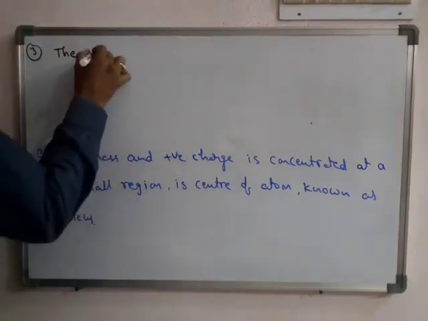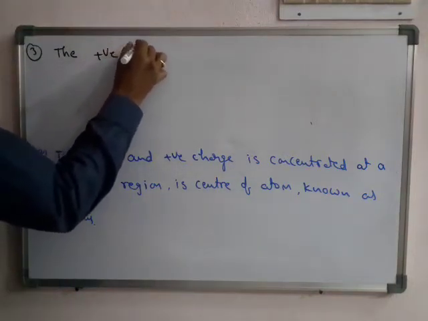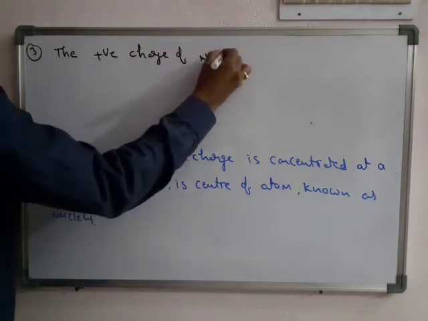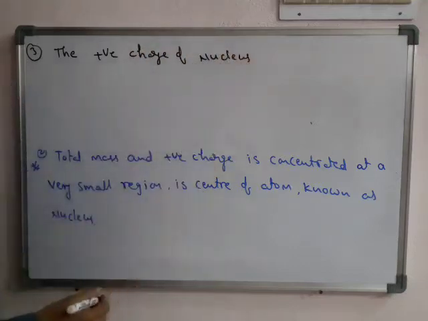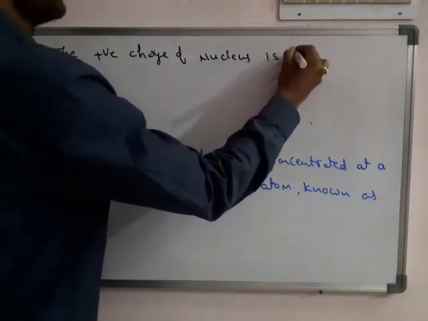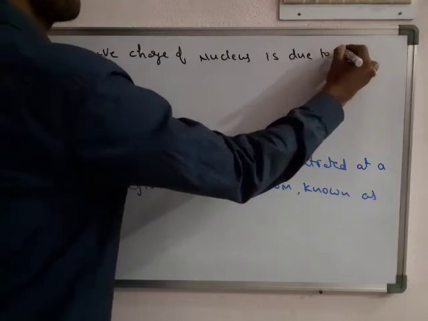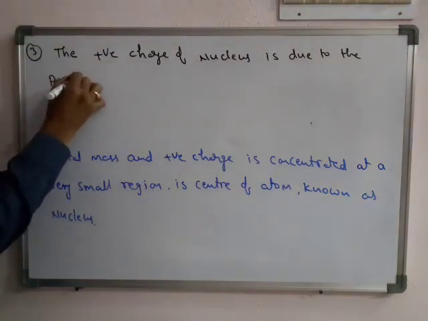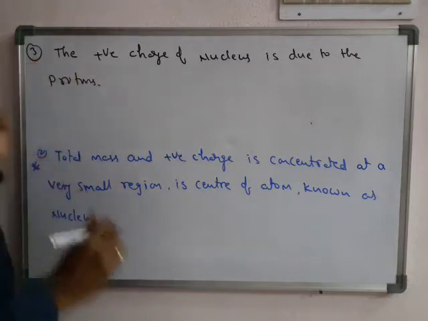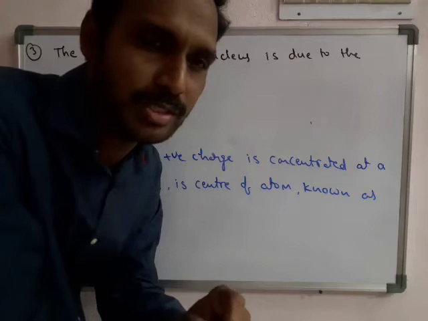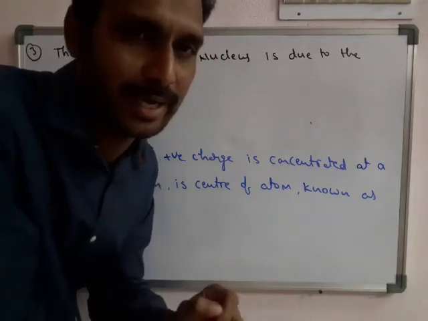But the nucleus contains positive charge only due to the protons. So the positive charge of the nucleus is only due to the protons. According to his theory, the position of the protons is the center of the atom.